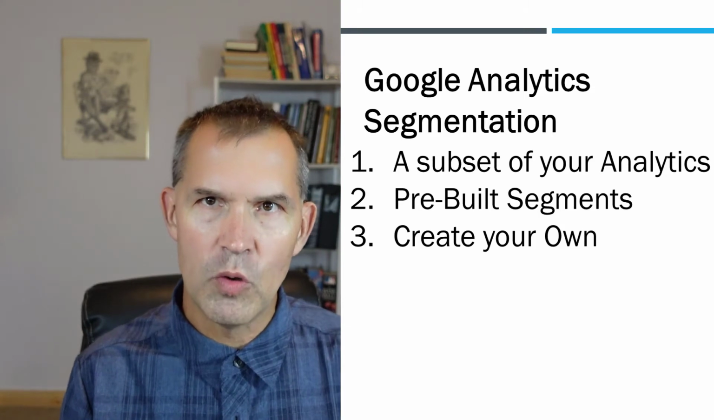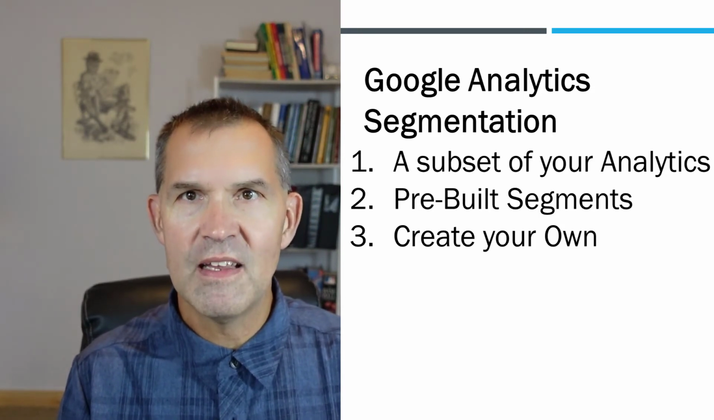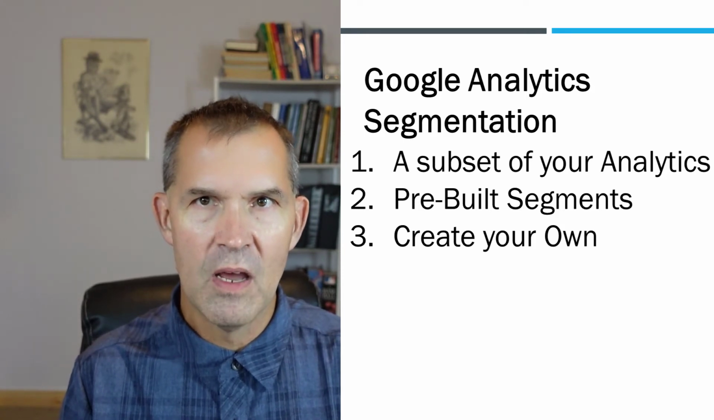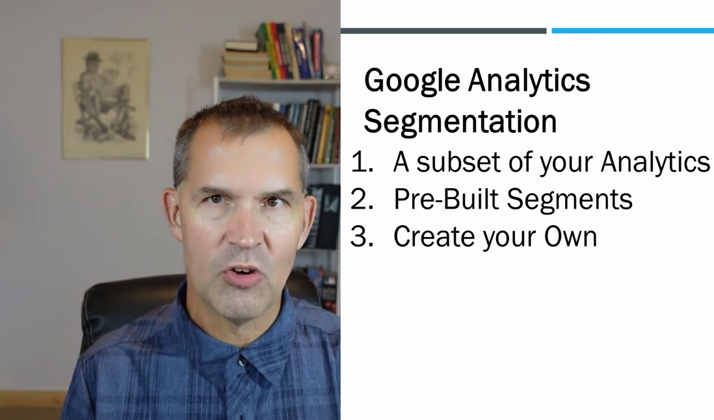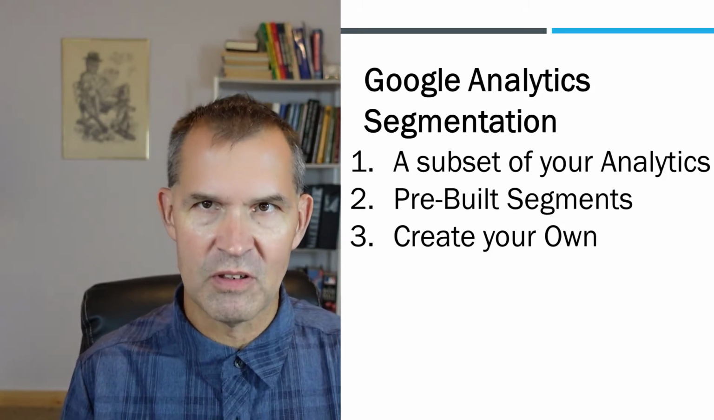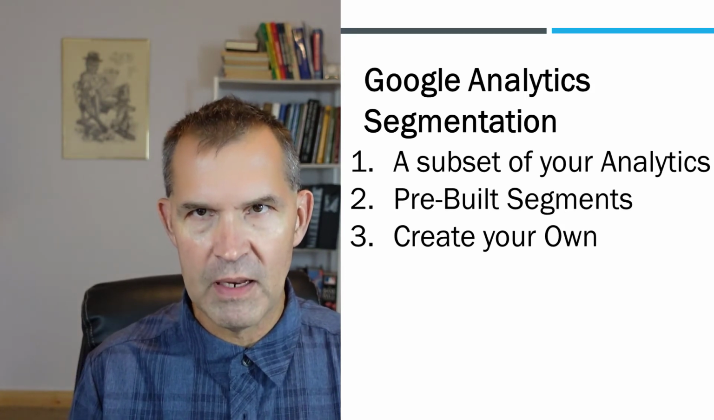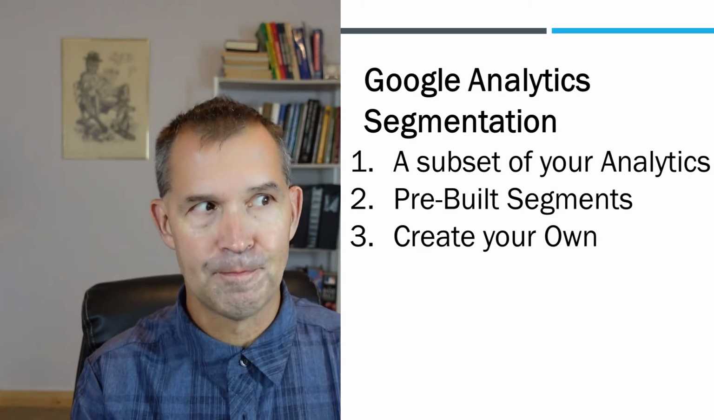So if you have new users in a bucket, then you can take those and categorize those new users by country, or maybe by new users who have purchased or not purchased. So those are examples of segments. You can use pre-built segments by Google that are already in there, and you can also create your own segments.